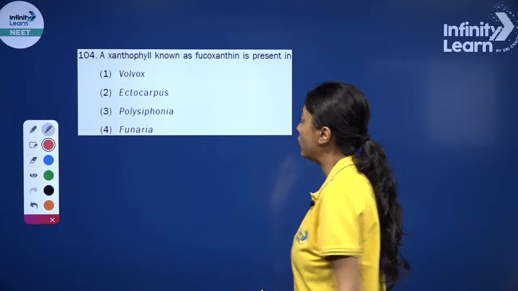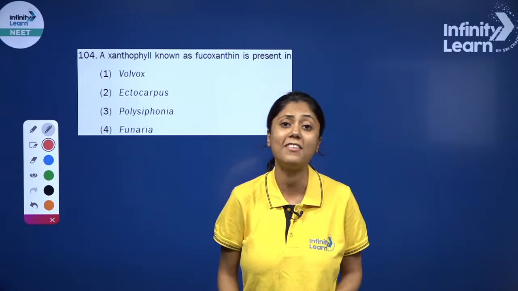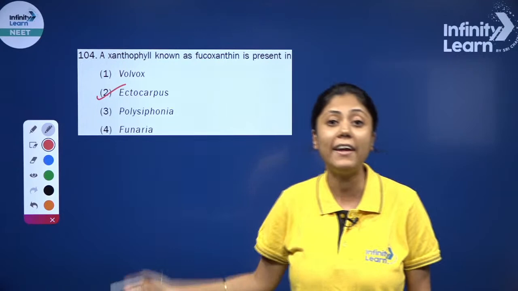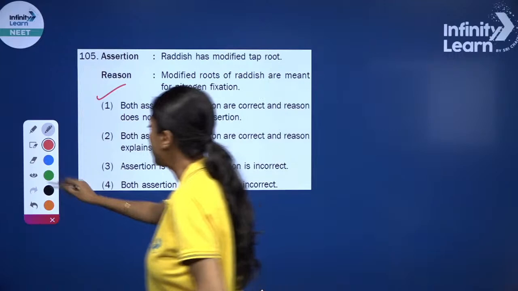A xanthophyll known as fucoxanthin is present in, where is fucoxanthin present? It is mostly seen in brown algae. And which one is a brown algae? It is Ectocarpus. Correct? So in Ectocarpus you will find fucoxanthin. Right? Now, next question. Assertion.